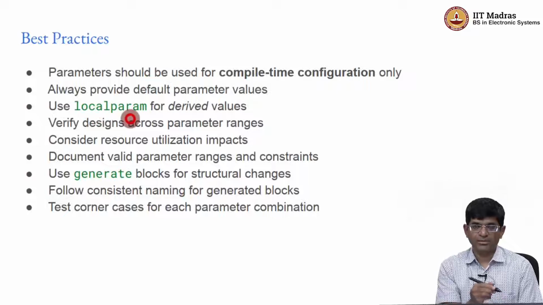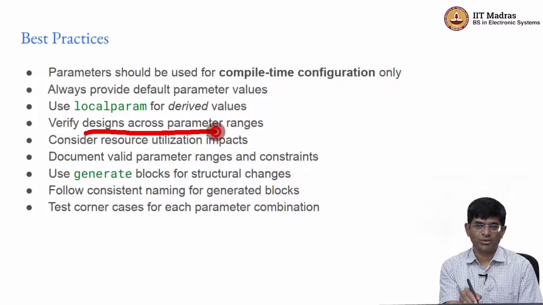Derived parameters can be implemented using local params. You can actually say localparam, let us say the product, width into height or something of the sort. So width into depth might be the total number of bits, for example, or I could specify the depth of a FIFO and use a function like log in order to compute how many bits are required in order to address it. Those are derived parameters.